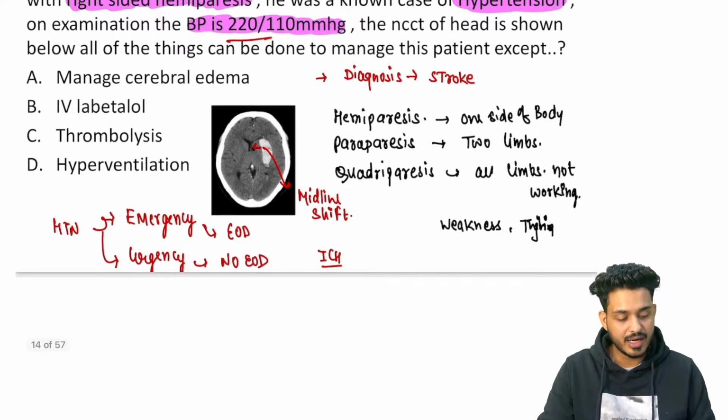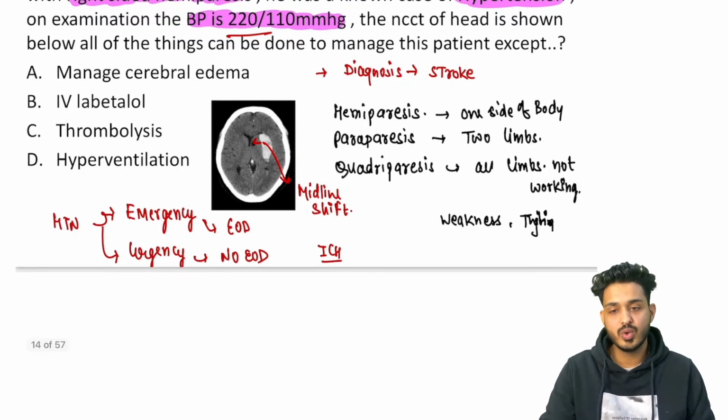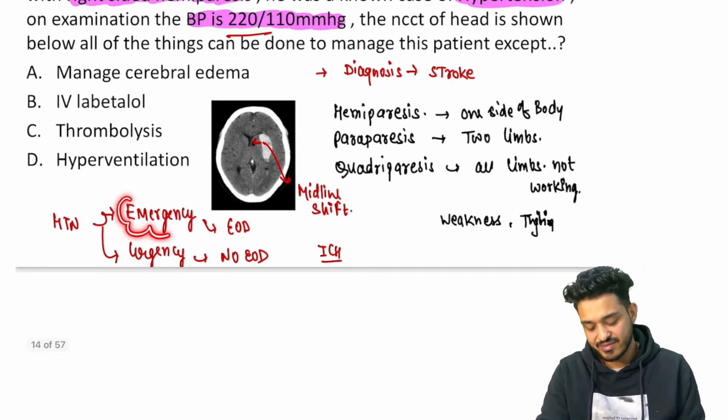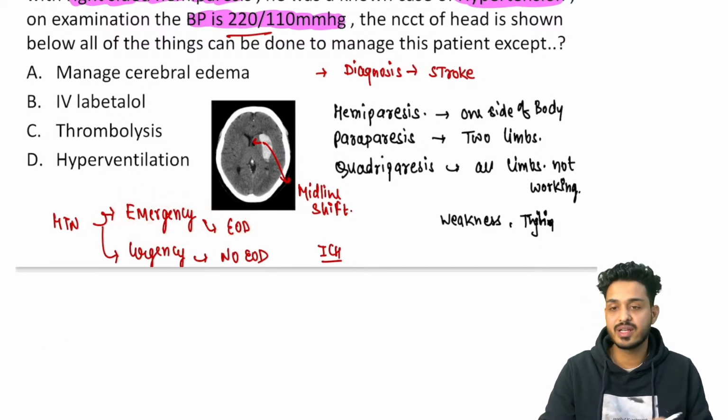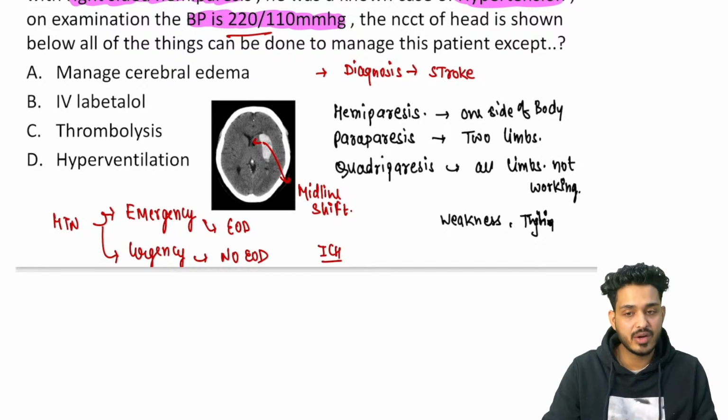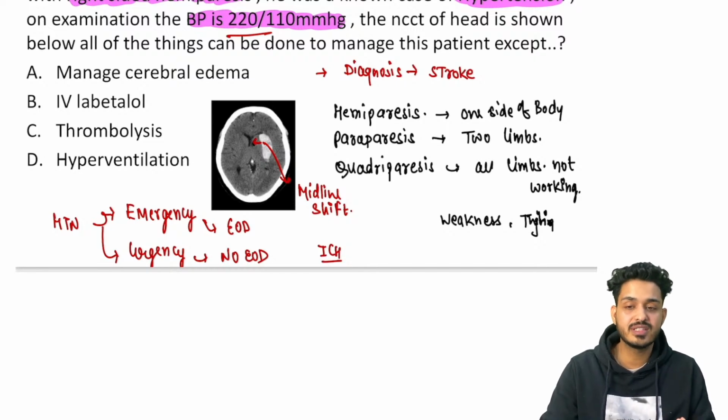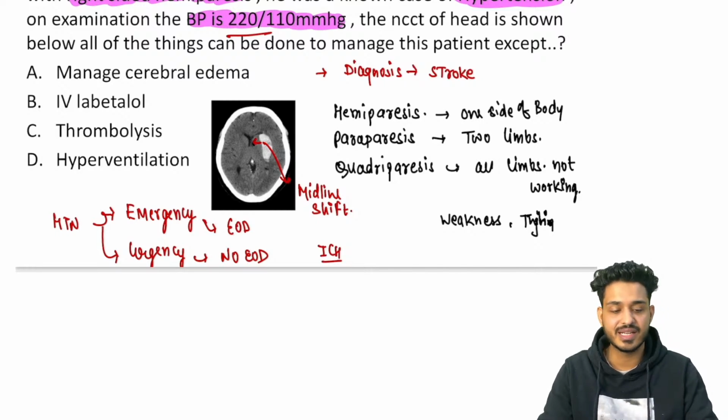Lavanya, urgency will have no end organ damage. Emergency will have end organ damage. Emergency में क्या होता है? Emergency ज़्यादा खतरनाक होती है, right? So in emergency we are having end organ damage. Emergency मतलब कोई admit है. Urgently अगर कुछ चाहिए, that is not going to be the same thing, right?